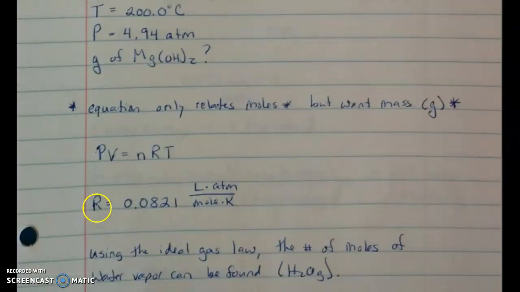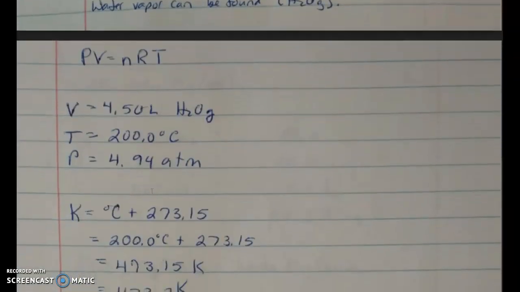Remember that our ideal gas constant R is equal to 0.0821 liters times atmospheres divided by moles times temperature in Kelvin. Okay, so using the ideal gas law, the number of moles of water vapor can be found, because we have pressure, we have volume, we have the ideal gas constant, and we have the temperature. So we can find now the number of moles of water vapor. And what does that look like?